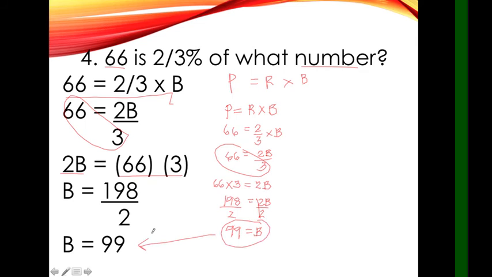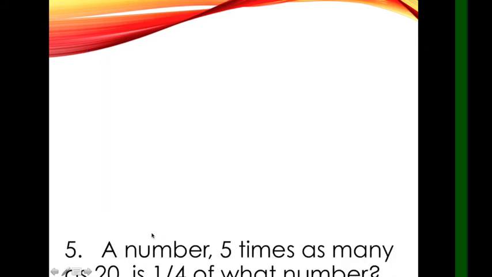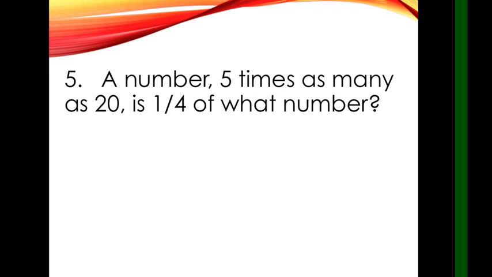Did you get it? Number 5. A number 5 times as many as 20 is 1/4 of what number? So this is a little tricky. 5 times as many as a number, so that is 5x. So 5x plus maybe 20 is 1/4 of what number?